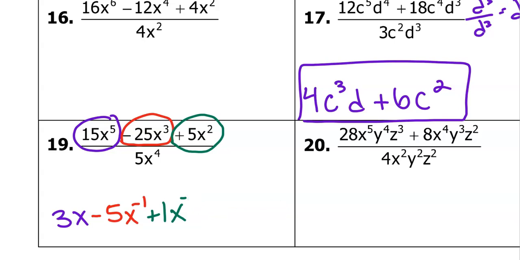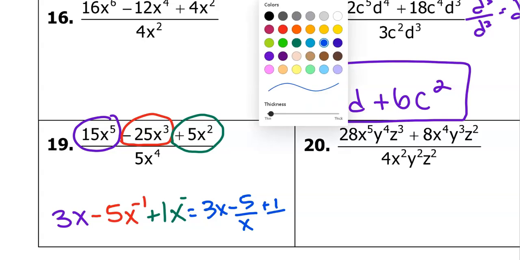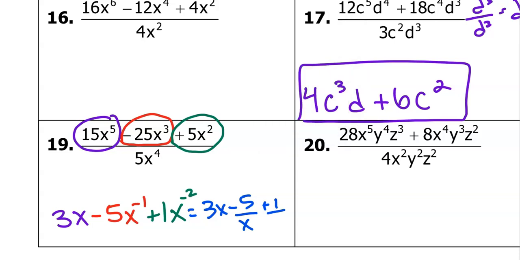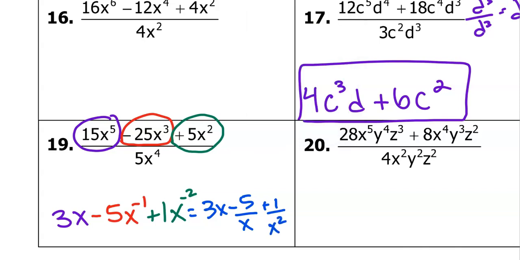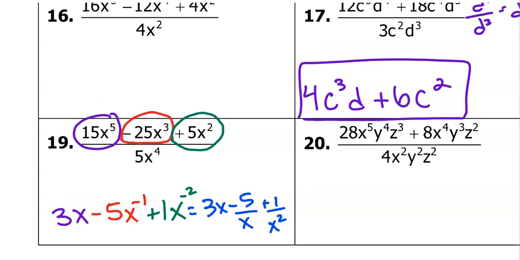So this is going to be equal to, we have 3x minus 5 over x, and then plus 1 over, it got erased. Yeah, that's what I got. 3x minus 5 over x plus 1 over x to the power 2. Yes, that is the final answer.